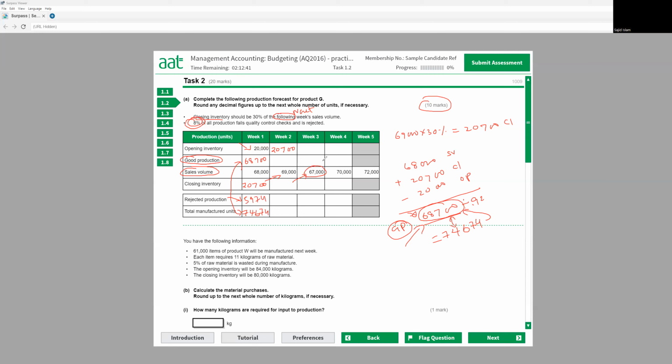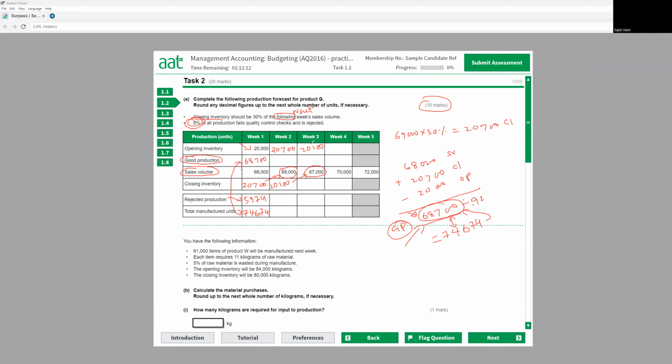So 67,000 times 30%. So my closing is 20,100. And this closing will be the opening for next period, 20,100. Now we do the same thing. So we do our production 69 plus the closing 20,100, and then minus the opening 20,700.